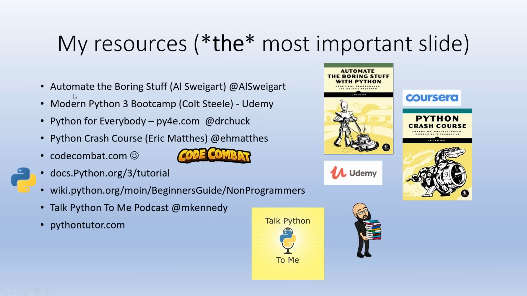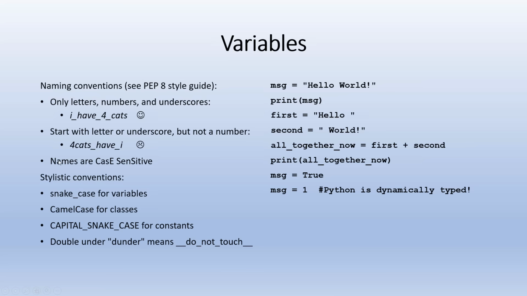I've put these out in the order that I wish I would have learned them in. I didn't do these all in order, but if I was going to start over fresh now, this is how I would do it. I would do Automate the Boring Stuff, then the Modern Bootcamp, then Python for Everybody, then the Crash Course. Code Combat is ridiculously fun.